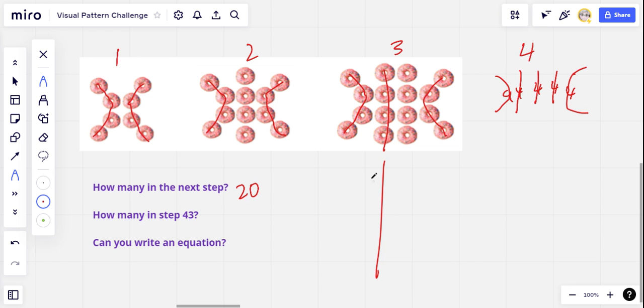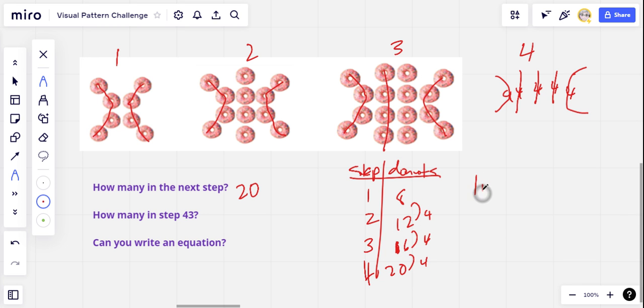Let's go ahead and analyze the numbers. Let's make a chart. So I'll put the step number and the number of donuts. So here we've got 8 in step 1, and in step 2 it's 12, and in step 3 that's 16, and in step 4 we're saying 20. So let's go ahead and take the difference between each step. 12 minus 8 is 4, 16 minus 12 is 4, and 20 minus 16 is 4. Aha! So this is a linear pattern. When we get a constant in the differences, it means it's linear.